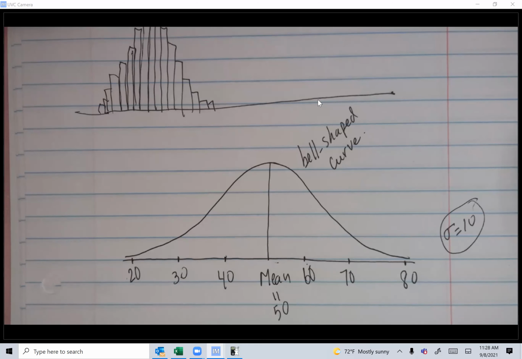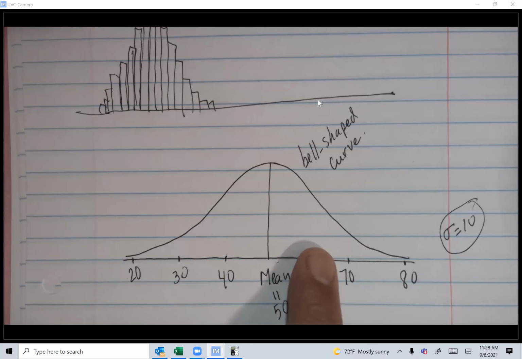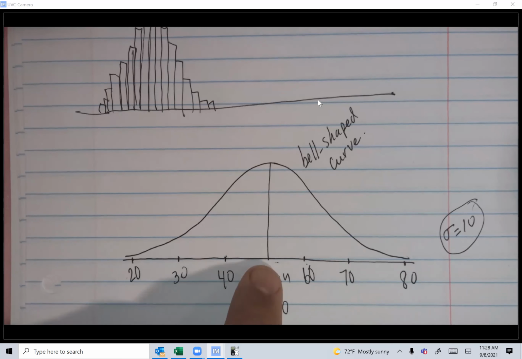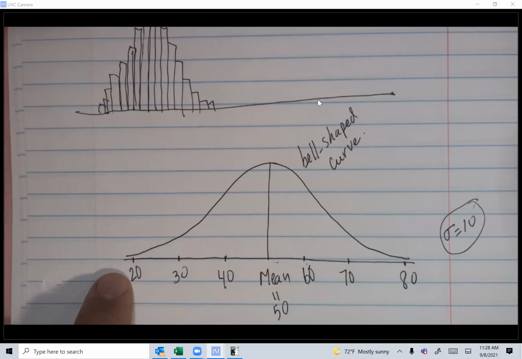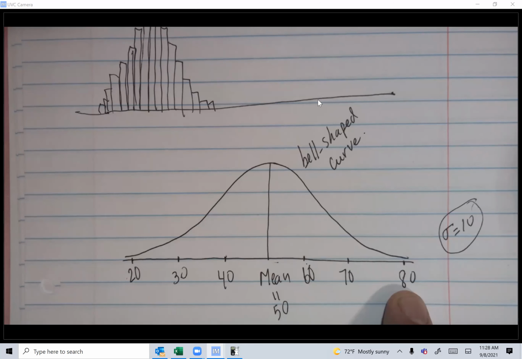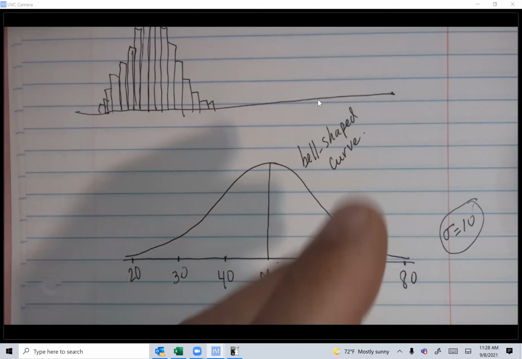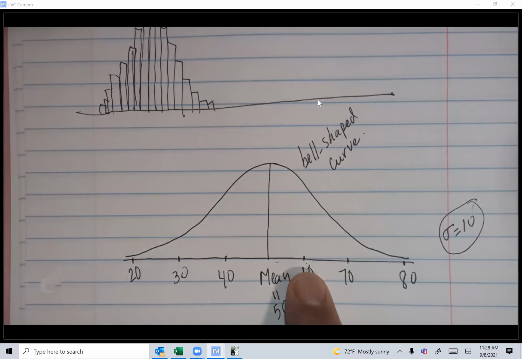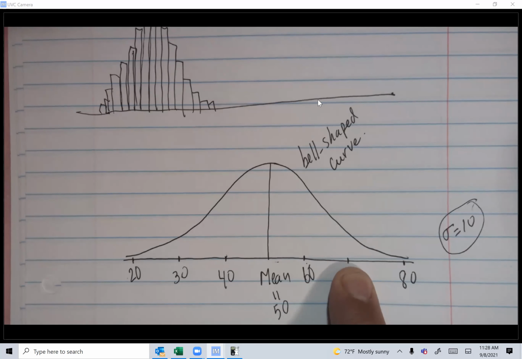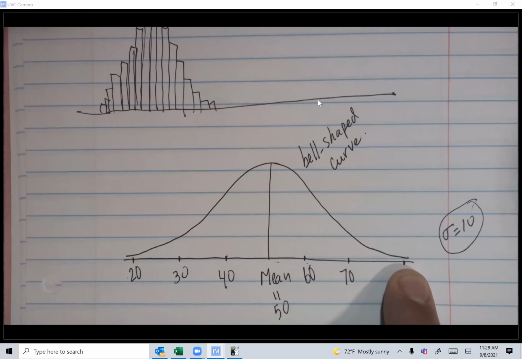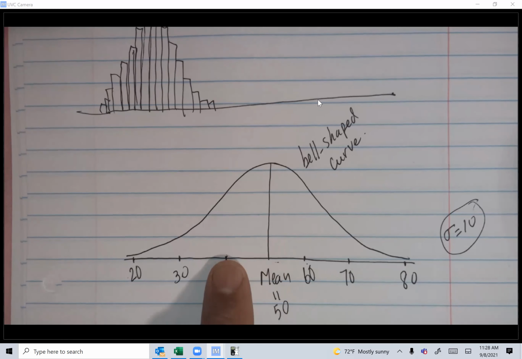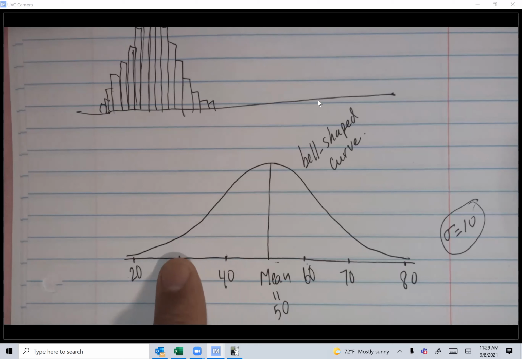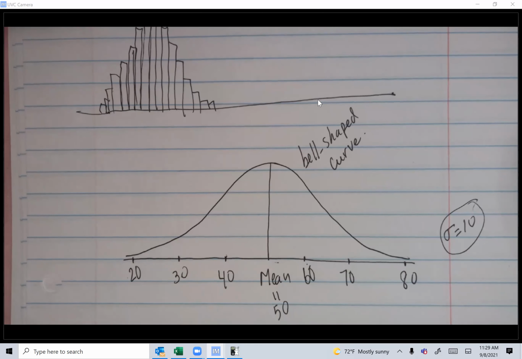What do I mean by within? Within means I add 3 standard deviations to the right, and then I subtract 3 standard deviations from the left. So almost all of my values, guys, should be between 20 and 80. That is what we call the bell-shaped curve. This is the mean. This is 1 standard deviation above the mean. This is 2 standard deviations above the mean. And this is 3 standard deviations above the mean. Here, 1 standard deviation below the mean, 2 standard deviations below the mean, 3 standard deviations below the mean.